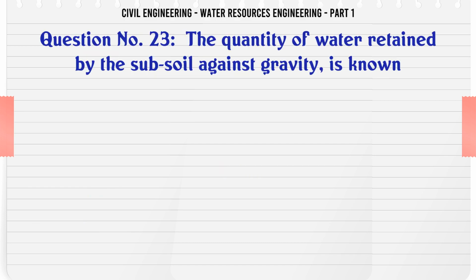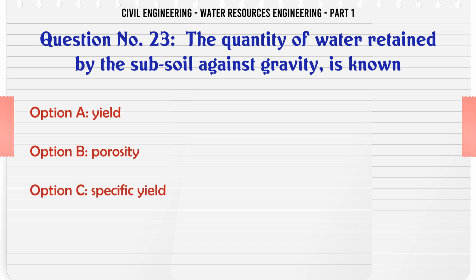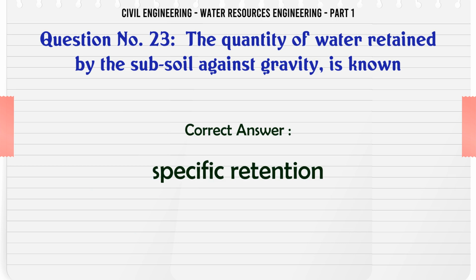The quantity of water retained by the subsoil against gravity is known as: A. Yield, B. Porosity, C. Specific yield, D. Specific retention. The correct answer is specific retention.